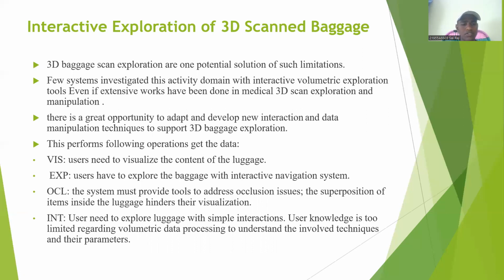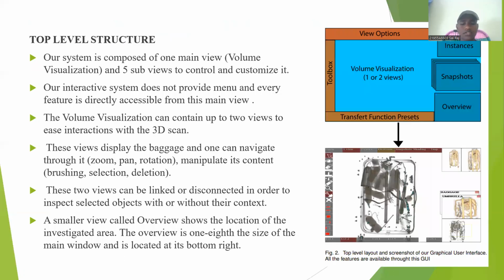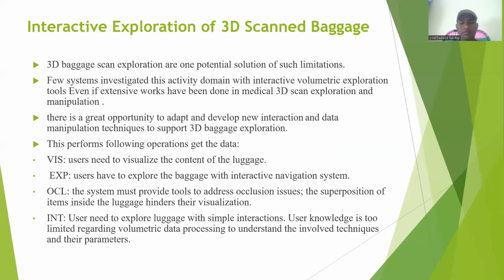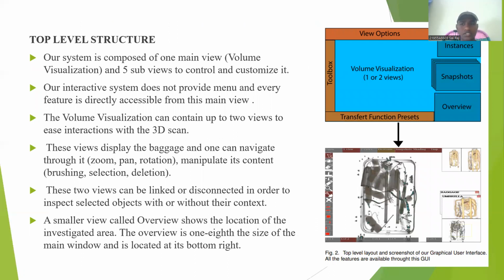Next, users need to explore luggage with simple interaction. User knowledge is too limited regarding volumetric data processing to understand the involved techniques and their parameters. Top level structure: our system is composed of one main view.